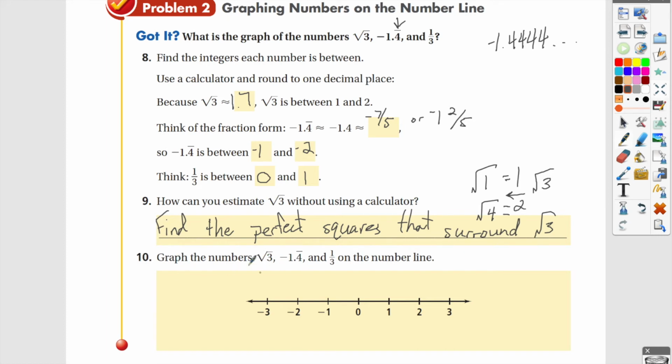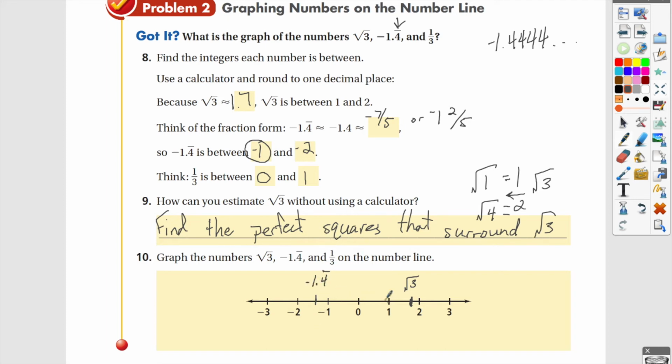Now let's graph them. So we're going to start off with 1.7. 1.7 is going to be very close to that 2. It's not going to be touching that 2 though. But I'm going to draw a line right about there. I'm going to put the square root of 3. The next one, negative 1.4. We said earlier that that's in between negative 1 and negative 2, but it's going to be closer to negative 1. So I'm going to put it slightly closer, because it's almost actually in the middle, to that negative 1. So I'm going to put that negative 1.4 repeated.